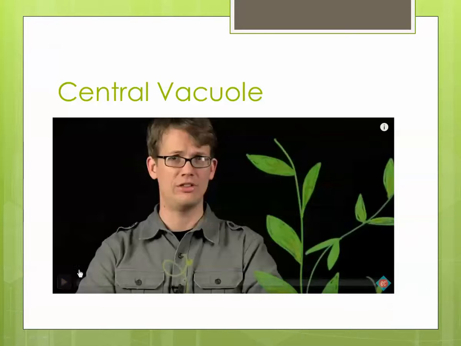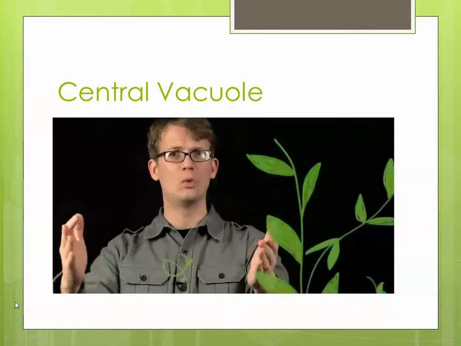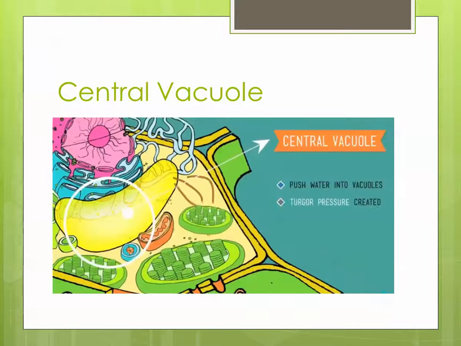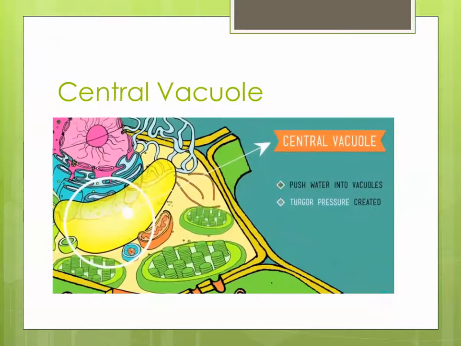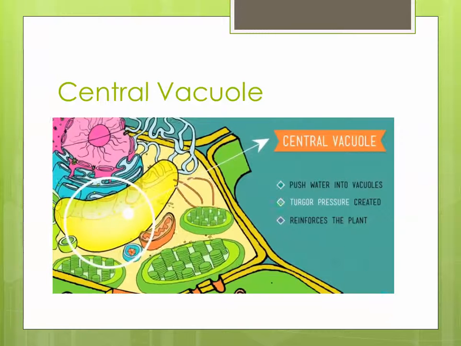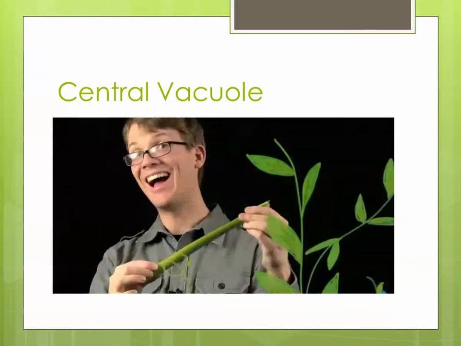Lastly, we're going to go over the central vacuole. The large central vacuole. Plant cells can push water into vacuoles, which provides turgor pressure from inside the cell, which reinforces the already stiff cellulose wall and makes the plant rigid, like a crunchy piece of celery or something. Usually.